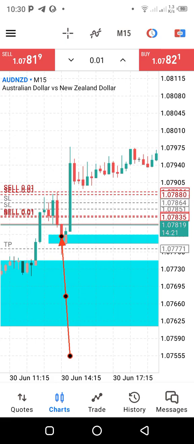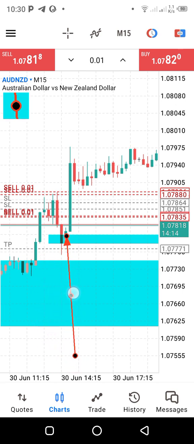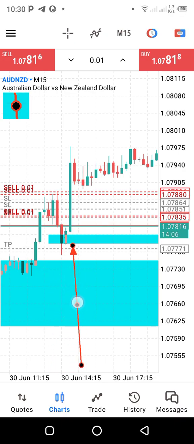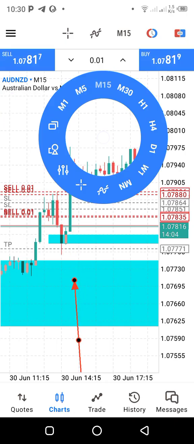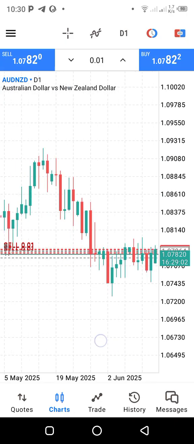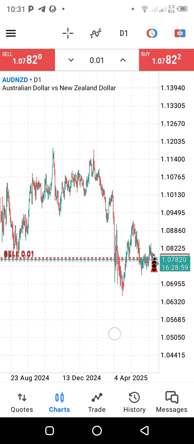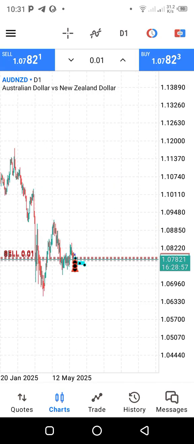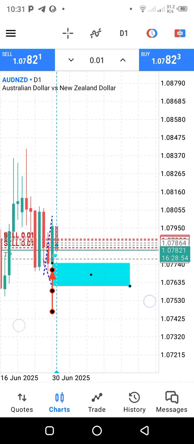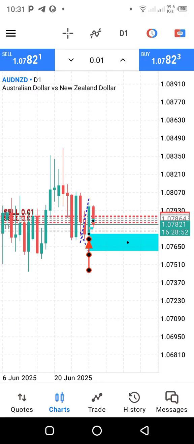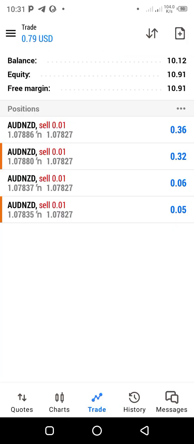It came but never did. It broke structure, right? That's fine. But just beneath it, we have another demand zone. So given that market is in a downtrend, I'm expecting price to come all the way here. Why do I say market is in a downtrend? Well, if you go to the daily time frame, you see that market has been printing lower lows. It has been a bearish structure for the past few days. So I can just wait a bit and see.